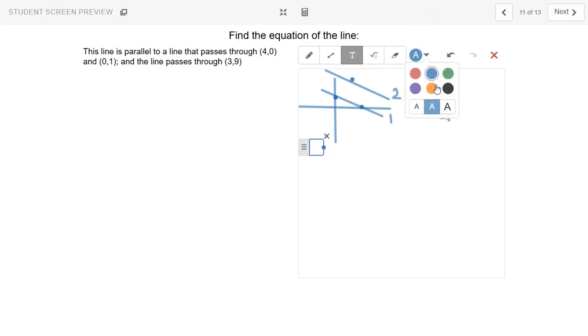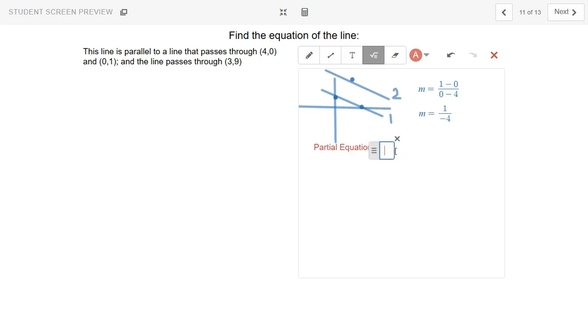Right, we're going to write the partial equation before we solve. We have y is equal to negative 1 over 4x plus b. We know that 3, 9 is a point on this new line. So we have where x is equal to 3 and y is equal to 9. Now I'm going to substitute this in. 9 is equal to negative 1 over 4 times 3 plus b.